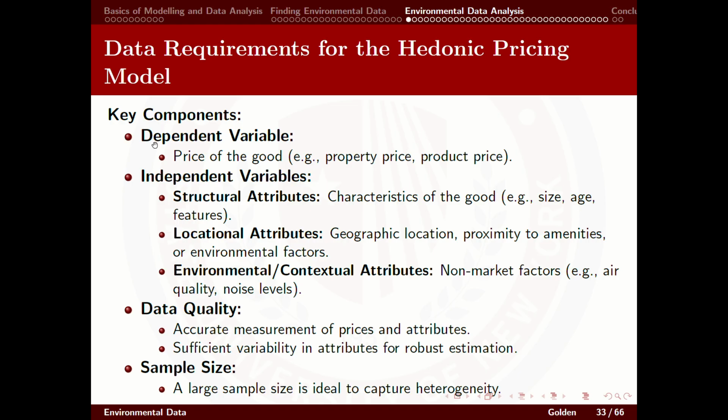So key components: you have a dependent variable that is the price of the good, which is either the property or product price. You have independent variables, which are structural attributes, which are characteristics of the good: size, age, and features of the good. You have locational attributes that are geographic location, proximity to amenities, environmental factors, and then you have an explanatory variable you really care about. All the others are controls, and that's the environmental contextual attributes, non-market factors like air quality and noise levels.